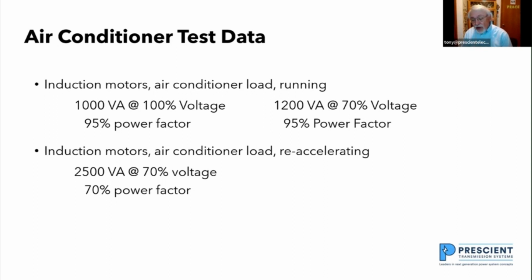But then we said, okay, what happens if I stall the motor and then try to reaccelerate it immediately? So I'm looking at an air conditioner motor, reaccelerating it at 70% voltage. We were drawing 2,500 volt amps at a 70% power factor. And so this is the type of condition we're looking at when you're trying to reaccelerate stalled air conditioners. And the air conditioner stalled because there was a fault on the system, and the fault was on the system for more than 80 milliseconds.